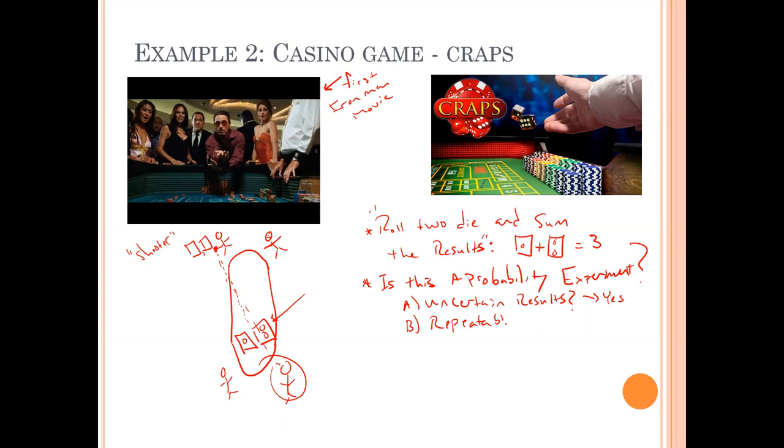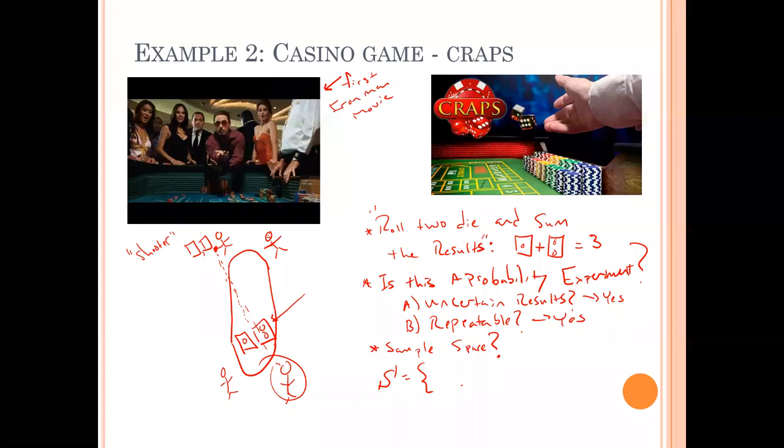Yeah, you can just roll the dice again and see what you get. So yes, this is a probability experiment. All right, so next I want to talk about the sample space. I'm going to show you on the next slide what the sample space is, and I'm going to show it to you two different ways. But first off, does anybody have a guess for how many total outcomes there are to the game of craps?